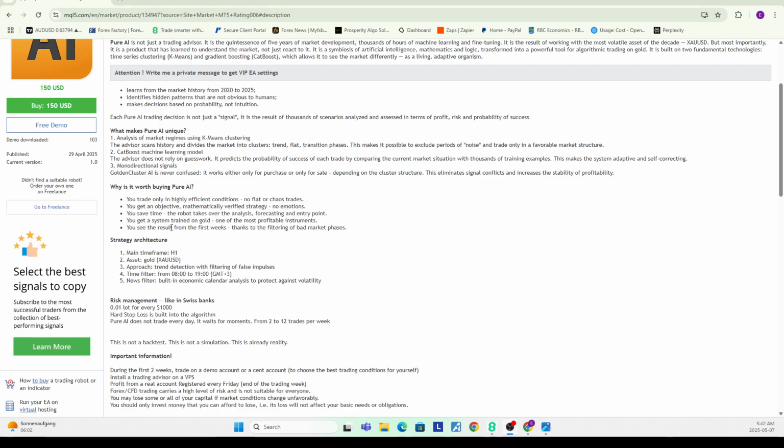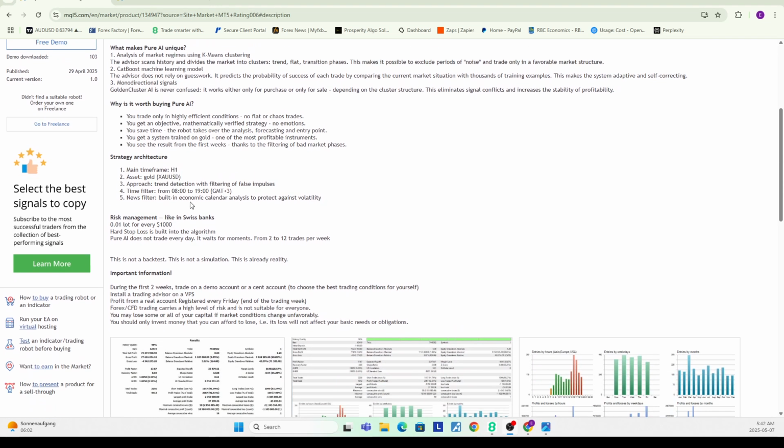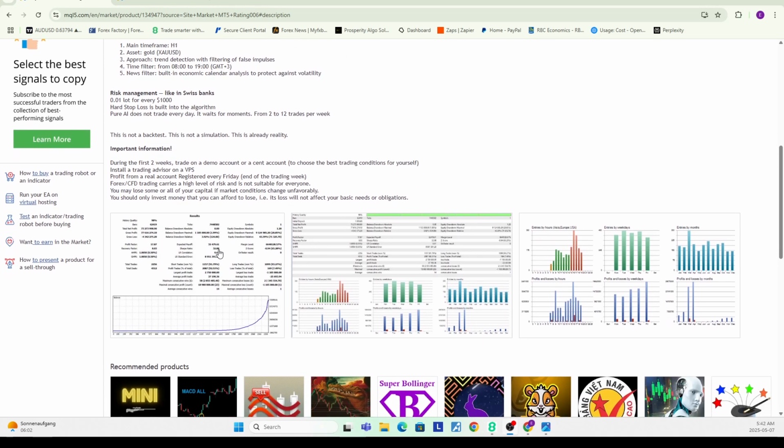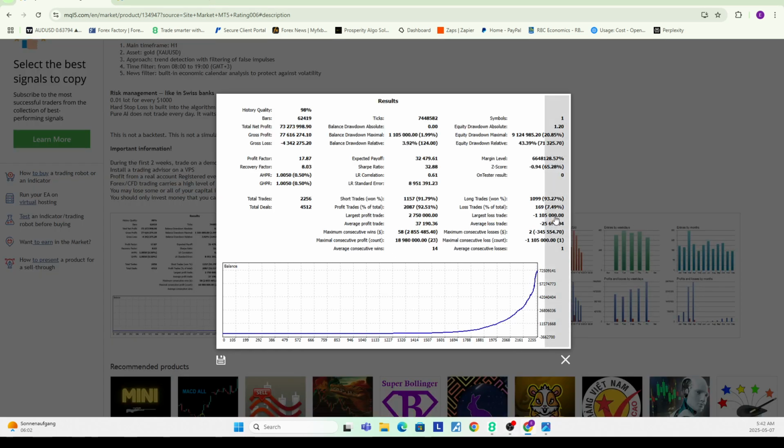And here he's saying that those models are helpful to filter out bad trades, and that it primarily trades on the H1 time frame. It trades gold, and it uses both a time filter and a news filter. So all interesting enough here, and we're seeing that it has a beautiful equity curve.